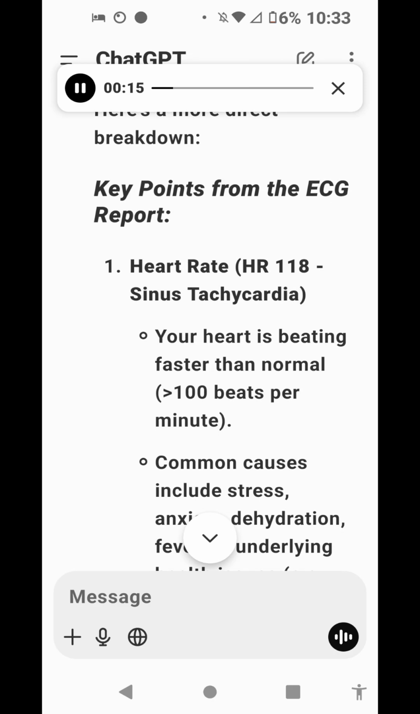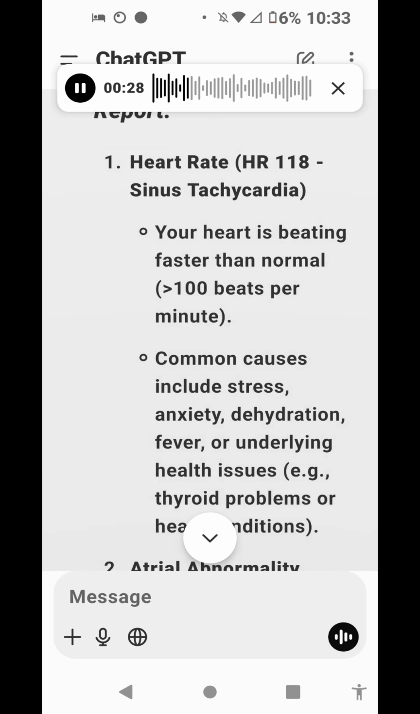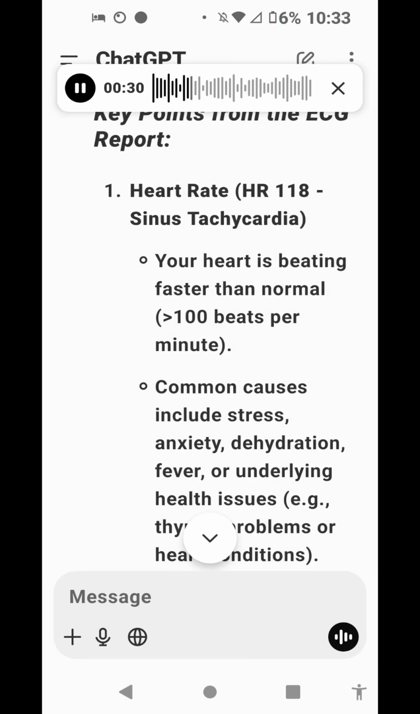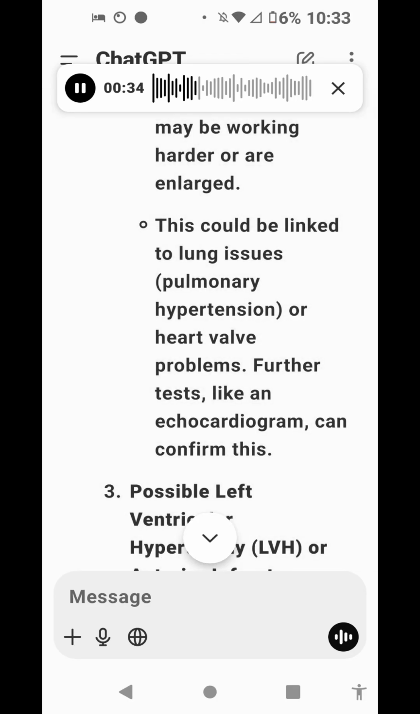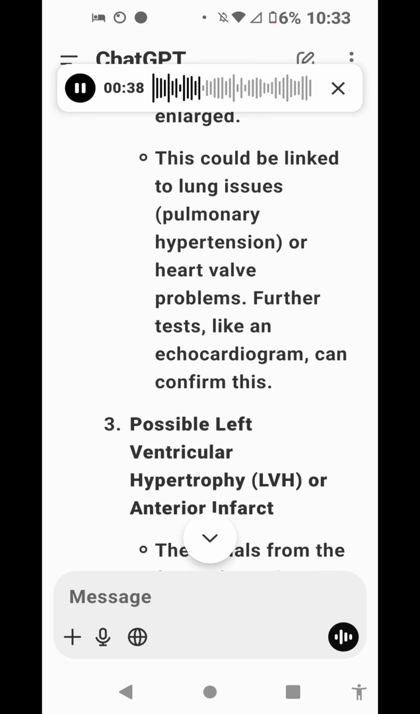Common causes include stress, anxiety, dehydration, fever, or underlying health issues, e.g. thyroid problems or heart conditions. 2. Atrial abnormality. The upper chambers of your heart, atria, may be working harder or are enlarged. This could be linked to lung issues, pulmonary hypertension, or heart valve problems. Further tests like an echocardiogram can confirm this.